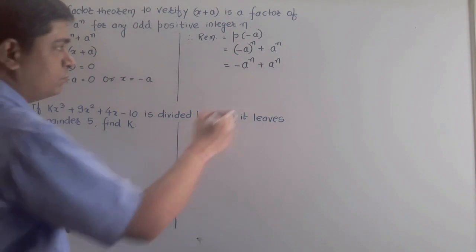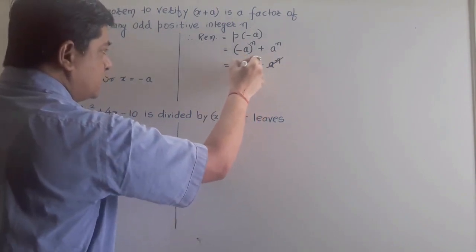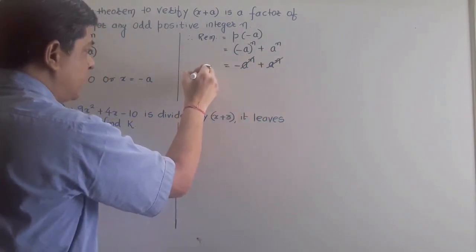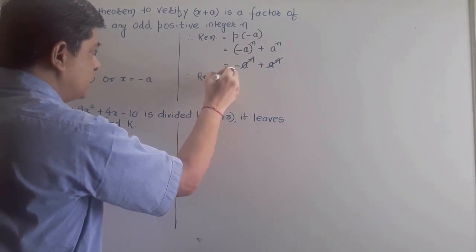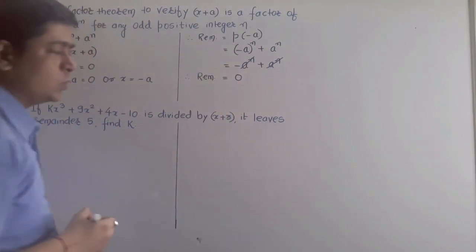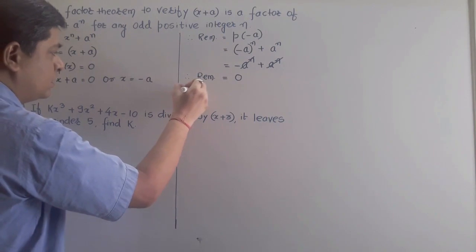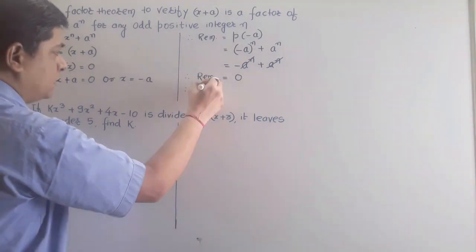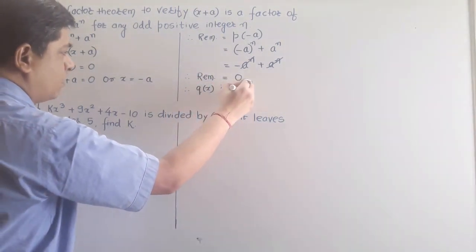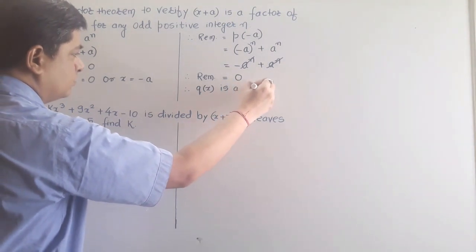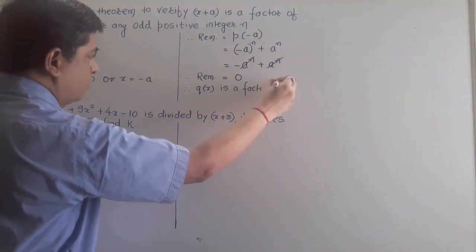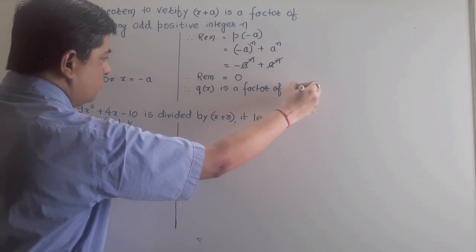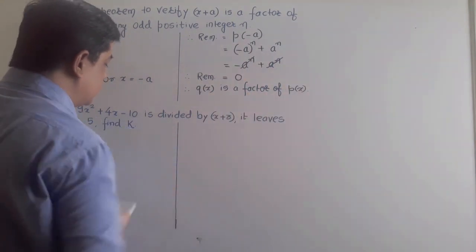Now you see both the terms are the same, they will cancel. So I can say that my remainder is equal to 0. Therefore we can say that q of x is a factor of p of x. Now let us quickly see another question.